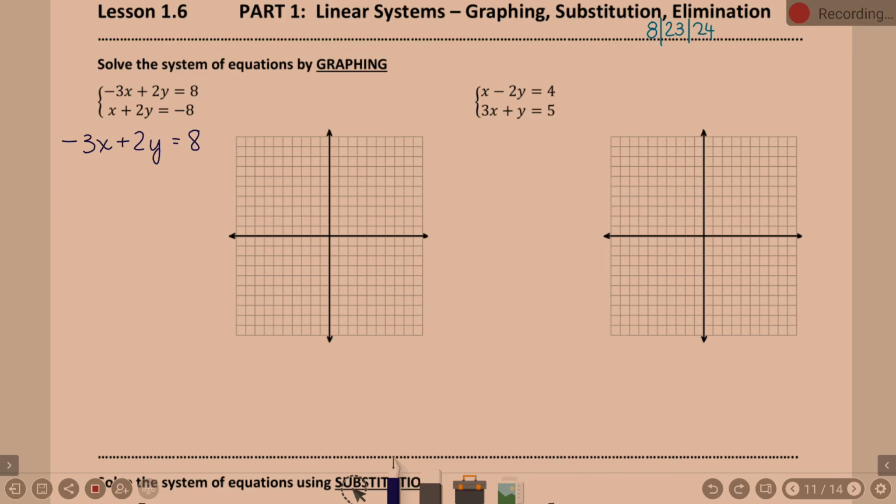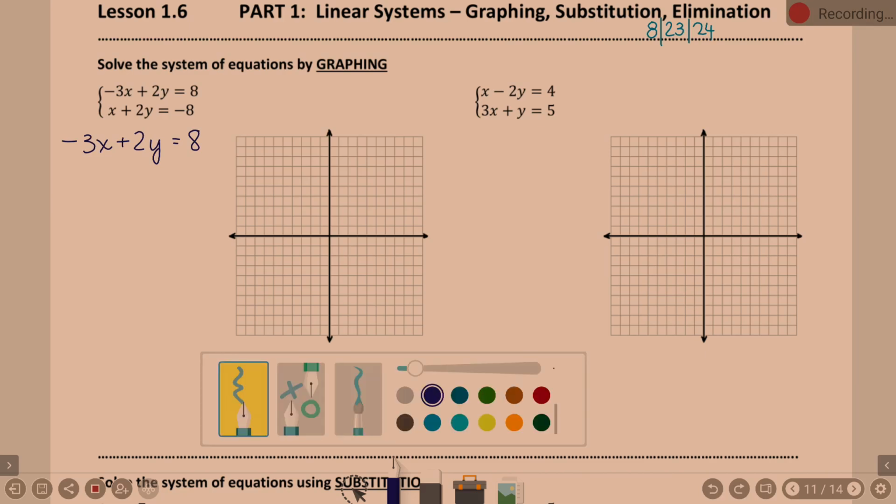There are some other methods to graph this. I could do x and y intercepts, although the x-intercept would not be nice, so that's not going to be hugely helpful. But there are other ways you can do that. Easiest way, though, at our level is just always go for slope-intercept form. So, let's get y by itself. How do I want to get y by itself?